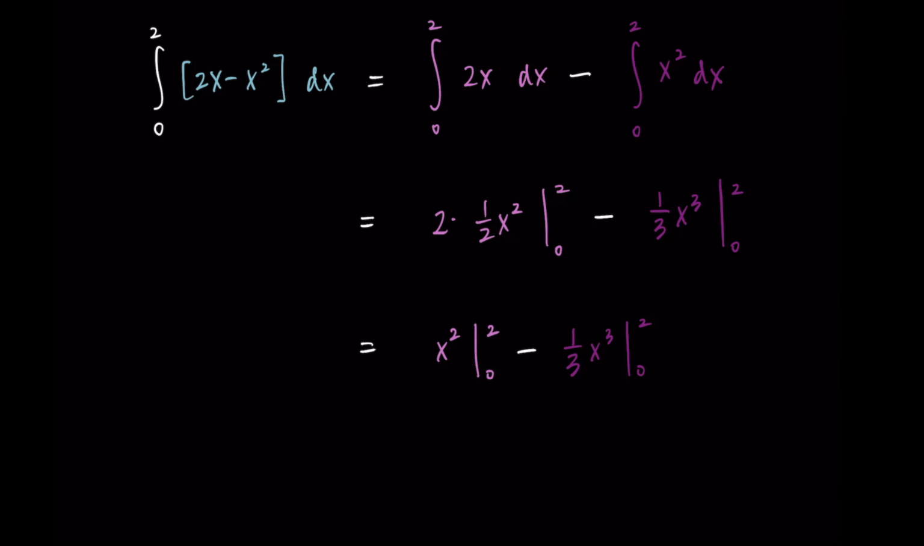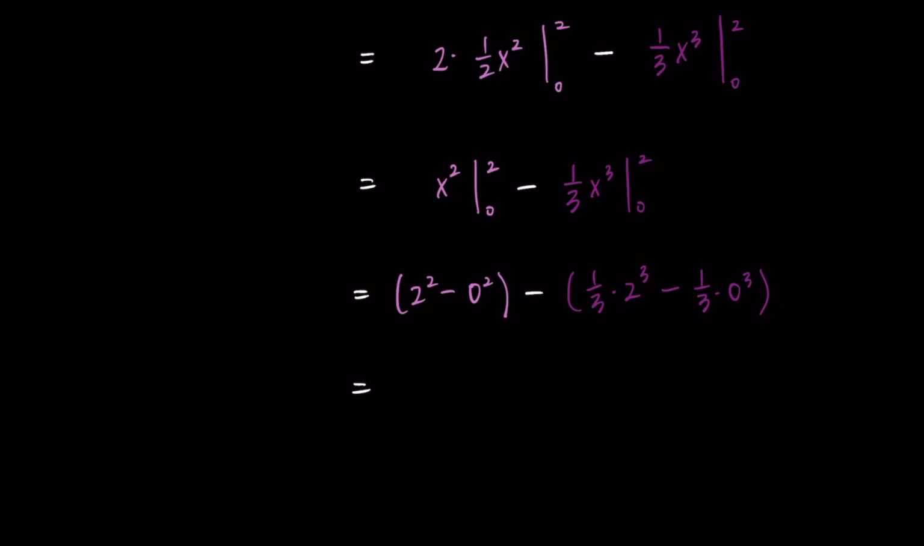So I'm going to plug in 2 first, and then subtract off what happens when I plug in 0. So for the first term, I'm getting 2 squared minus 0 squared. Then for the second term, I'm getting 1/3 times 2 cubed minus 1/3 times 0 cubed.